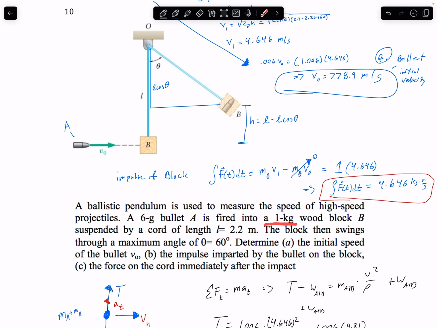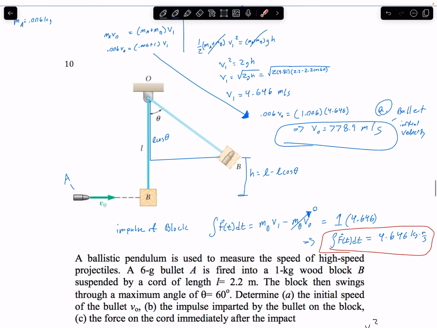So, 1 kilogram block, 6 gram bullet, length is 2.2 meters. Trying to see the initial speed of the bullet, and we know that the final theta is equal to 60 degrees. So we're able to find a height, or change in height, or change in potential energy. And then we're looking for the impulse imparted by the bullet on the block, and then the force of the cord immediately after impact.